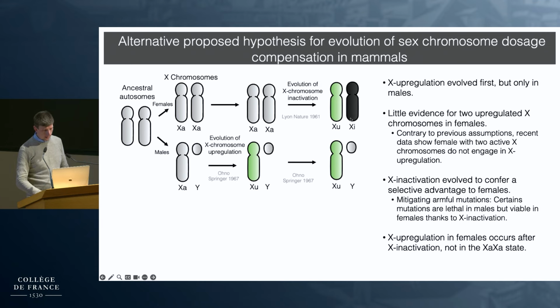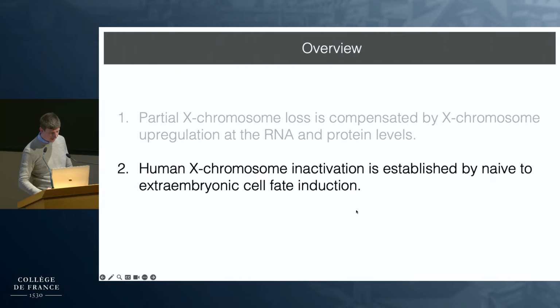And then once X inactivation takes place in a cell, then the other X chromosome is upregulated. But X upregulation does not happen in the XaXa state. So I look forward to discussing this with everyone, and I'd like to switch to the second part on human X inactivation.